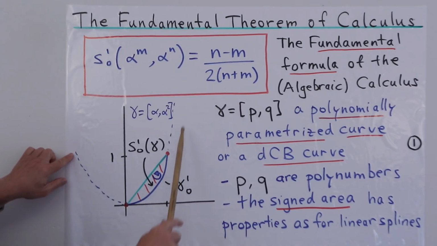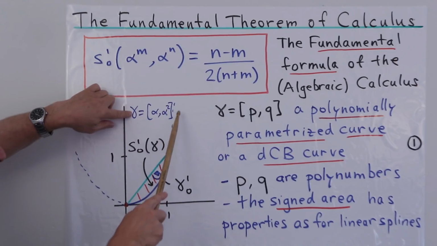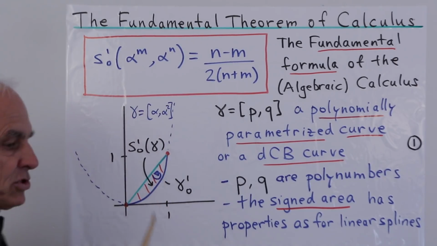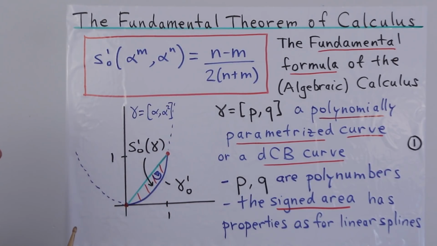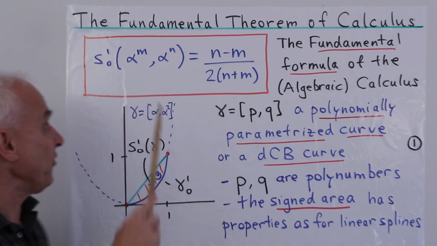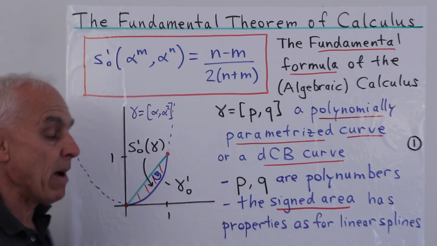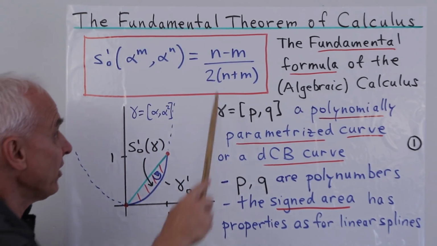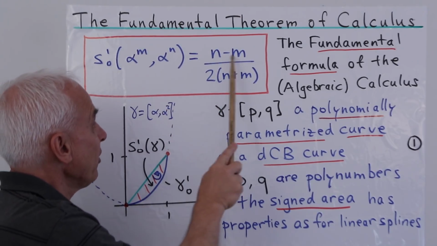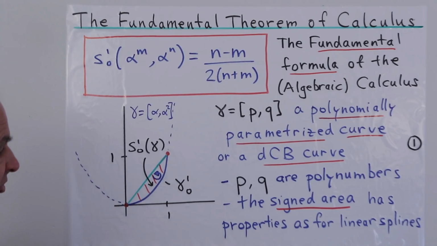For example, this is a very simple one, where the curve is alpha squared, tracing out the curve we usually call y equals x squared. And what we have here is the signed area from 0 to 1 of this curve, expressed in terms of these powers m and n. And the answer is n minus m, the difference, divided by 2 times n plus m. The difference divided by 2 times the sum.